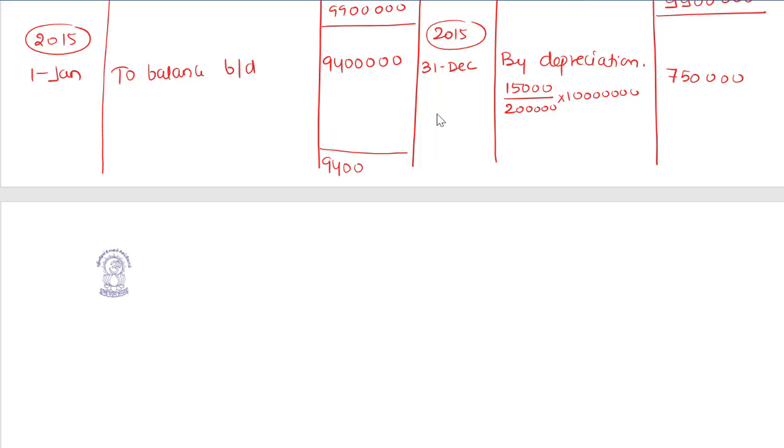Close it. 94 lakhs minus 7,50,000 is 86,50,000. The closing amount is 86,50,000. By balance carried down 86,50,000. Understood?